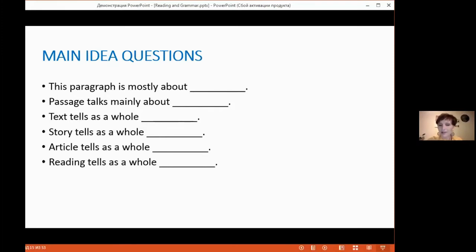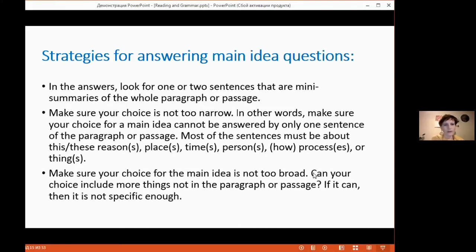Well, that's why I'm asking about strategies. What does it mean, the whole understanding of the passage? Keywords. I'm not sure keywords can be... maybe the repetition of words. So let's look at the strategies that are offered to us. So you look for one or summaries of the whole paragraph or passage. That's if you have the options under your hand.